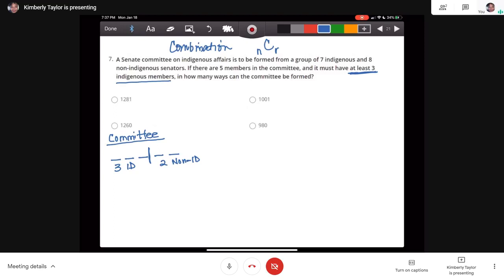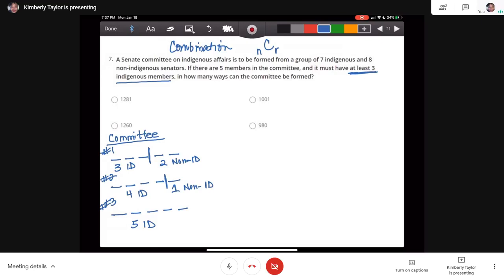So another scenario would be I have 5 seats on the committee, and four of the people can be indigenous and one person non-indigenous. But then there's one more scenario. They said at least three, so that means all 5 seats could be indigenous members of the Senate. So we have to consider each one of the scenarios. I'm going to say this is number one, number two, and number three. You're trying to find out how many ways the committee can be formed, so we have to use the combination.